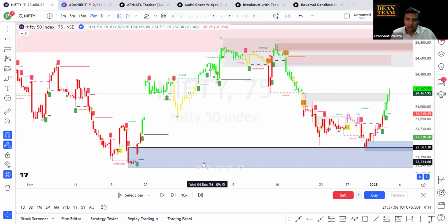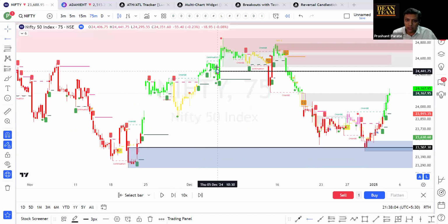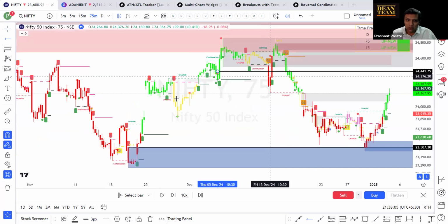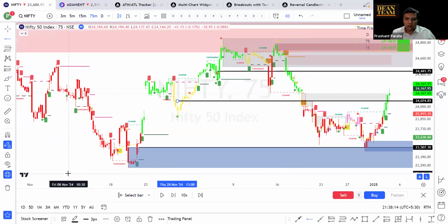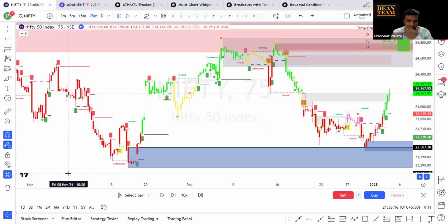Before coming here and reversing from here, price has broken multiple buying areas. So there was one buying area here, it was broken. Another buying area here, it was broken and the candle turned red. And then this was the last one, which was respected. So which area will get respected, which area will not get respected? This is always a confusion.